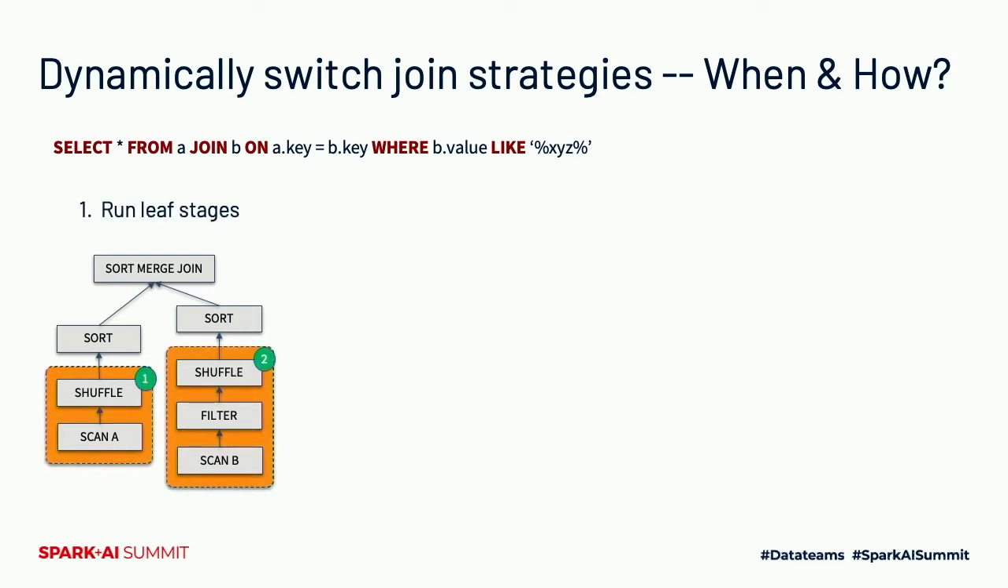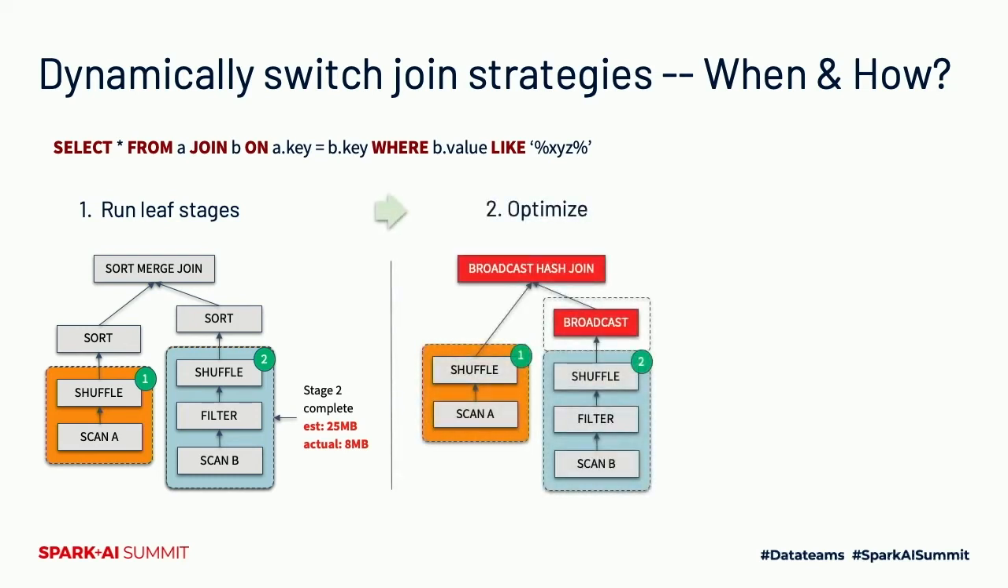As AQE starts, we have two leaf stages in this case, so we start both of them at the same time. The second stage turns out to be rather small and finishes quickly. The estimate was 25 megabytes, but the actual size is only 8 megabytes, which goes below the default broadcast threshold of 10 megabytes. The completion of this stage triggers AQE optimizations in which AQE changes the query from the originally planned sort merge join into a broadcast hash join.